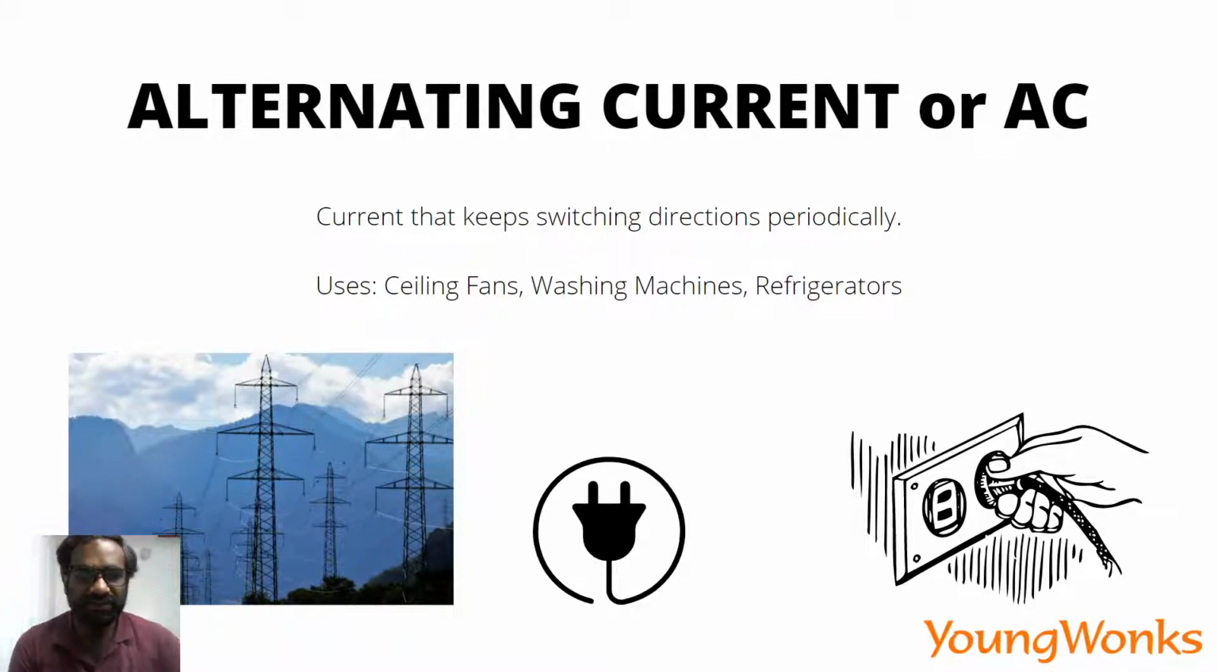And that is what is called alternating current. We will look at what this looks like as we go ahead as well. But as a fundamental, alternating current is a power supply where current keeps switching its directions periodically. And if you were to look at it on a graph, you would see it as a sinusoidal wave.